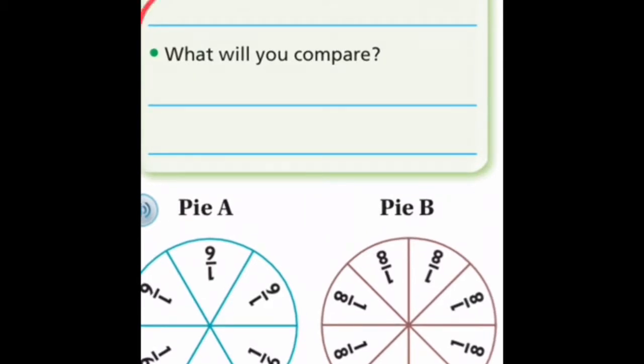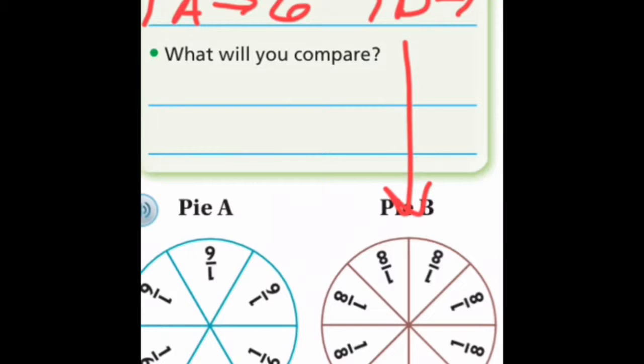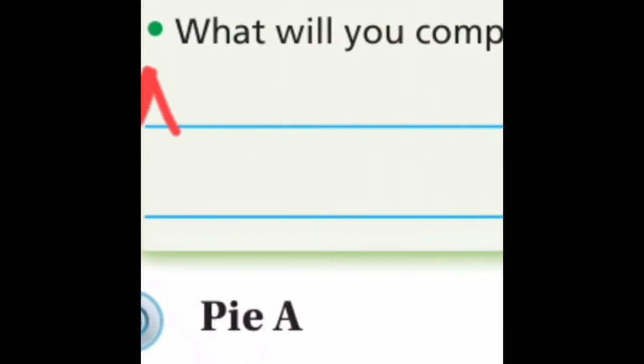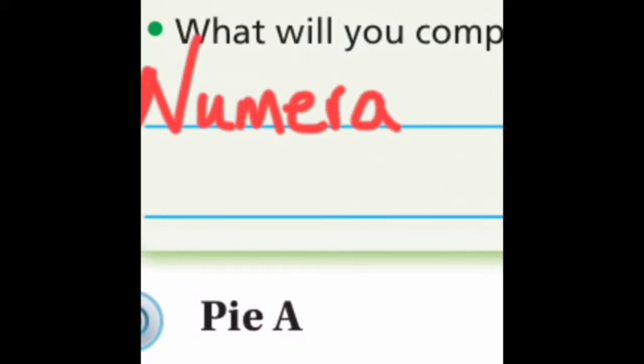So if we look down here, table A, let's call it, we'll have pie A. And so I'm going to write table A, including Marcos, is going to have 6 people. Table B, which is right here, is going to have 8 people. And what are we going to compare? We're going to compare numerators. Okay, that's the focus today. Numerators is what we're going to compare.